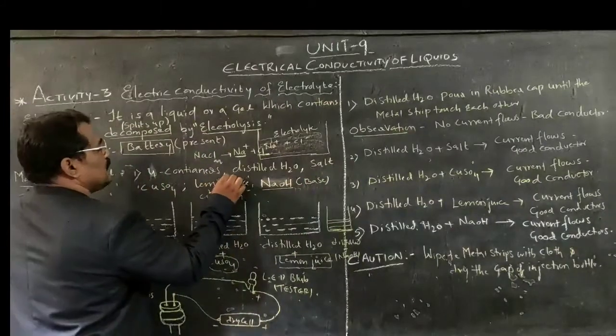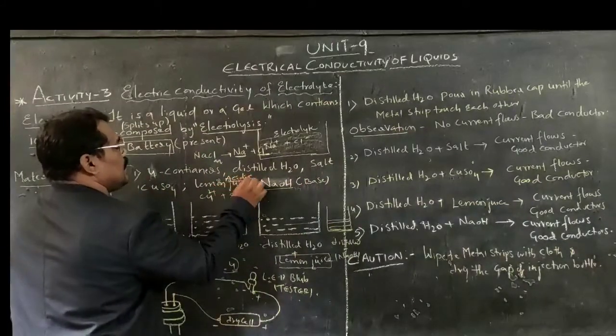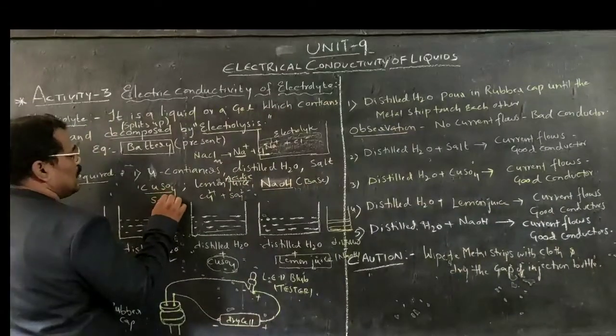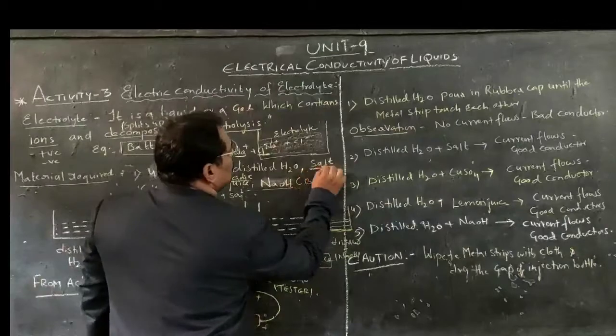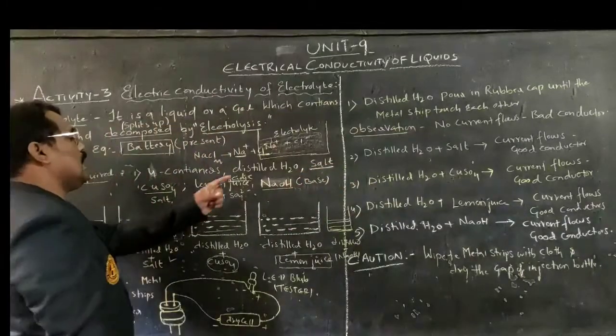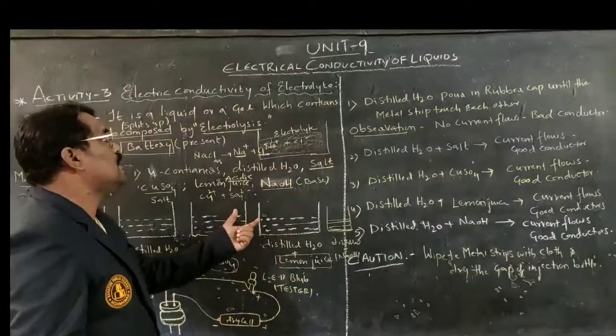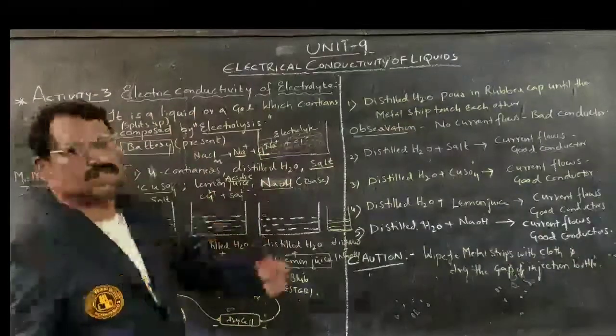Lemon juice is nothing but what? It has an acidic nature. Copper sulfate is also a salt solution. Salt solution is already existing. Salt, acid as well as basic substances I have taken here to perform this particular activity.